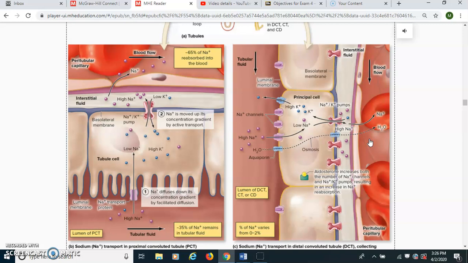All right, now there is another hormone that will regulate our sodium, and you've heard it before. It's called the atrial natriuretic peptide, the ANP hormone. They don't show it on this picture, but essentially it is going to work back here on the proximal convoluted tubules.